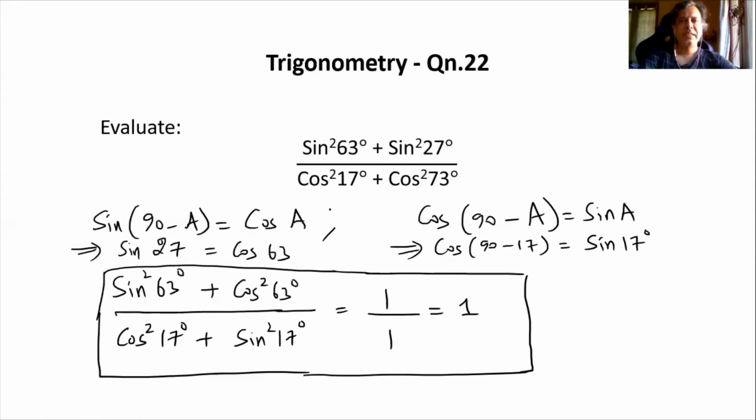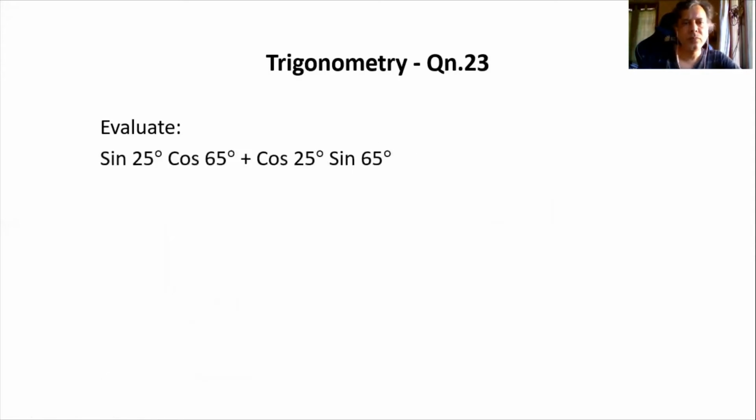Let's move on to the 23rd problem. It is very similar to the previous one. Again, using sine of 90 minus A is equal to cos A.